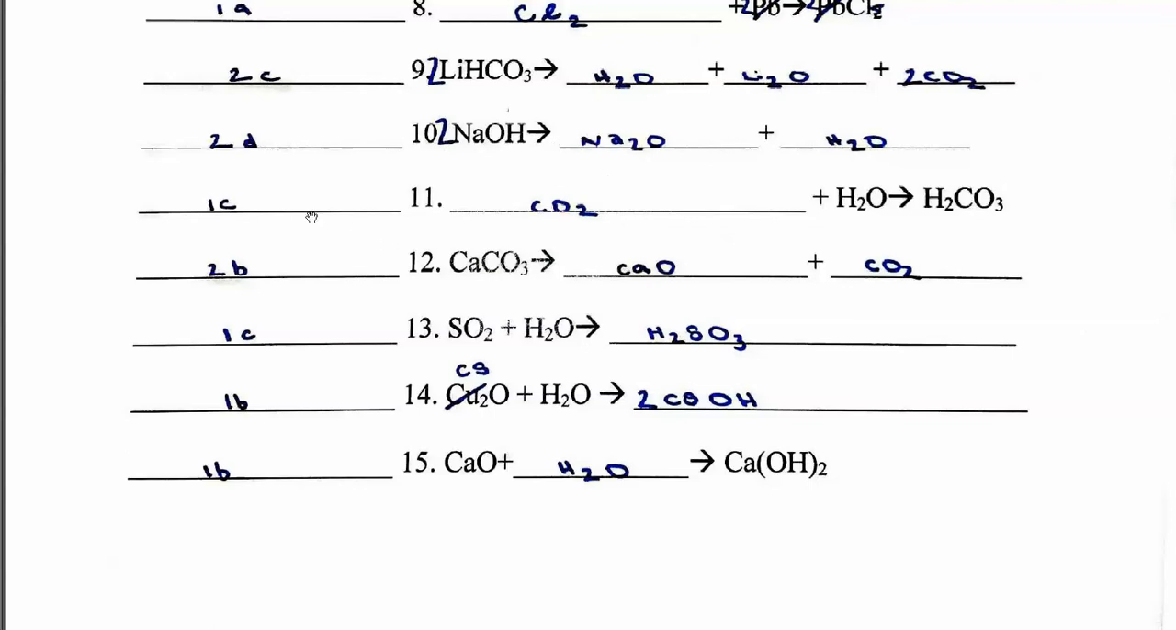Okay. 11 is a 1C. How I know that? This is an acid. So if I'm making an acid, taking two things to combine it together, it's going to be a 1C. Remember, 1C and 2F are the ones that you balance as you go.